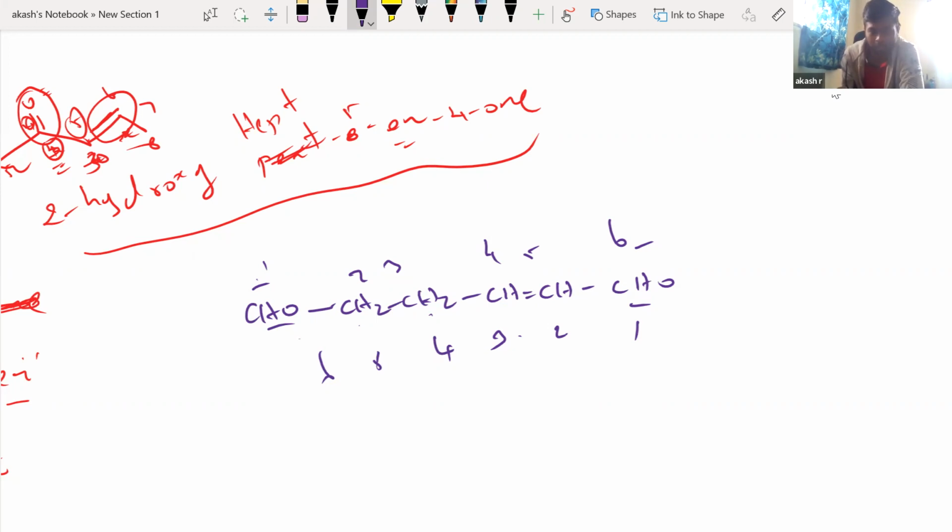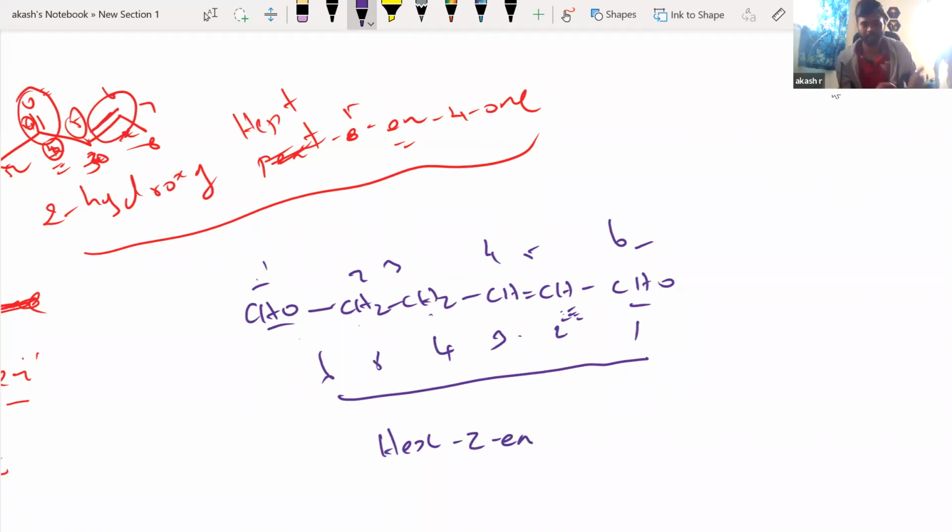So we have to look into the next priority. Next priority is the double bond, and that also has to get the least possible number. So obviously we choose 1, 2, 3, 4, 5, 6 from right to left. Now there are 6 carbon atoms, so it is hex, right? And there is a double bond in the second carbon atom, so it is going to be hex 2n.